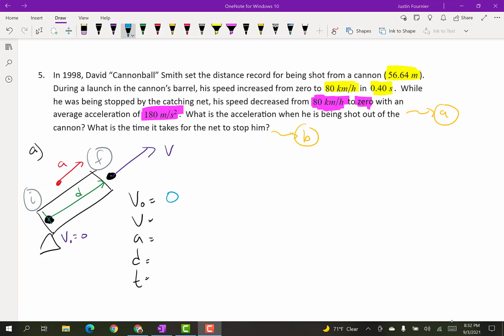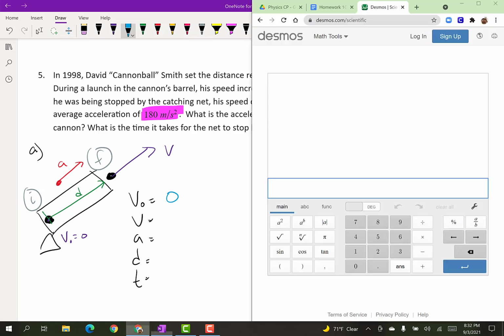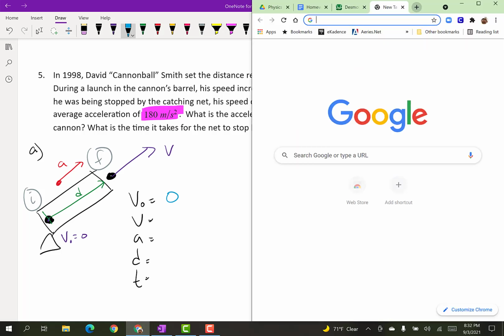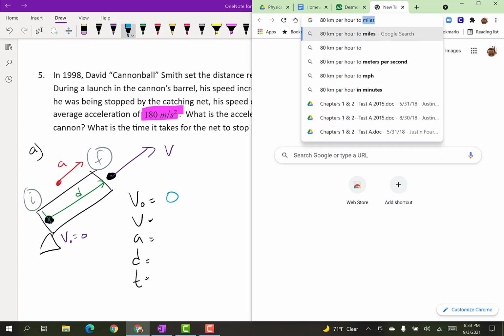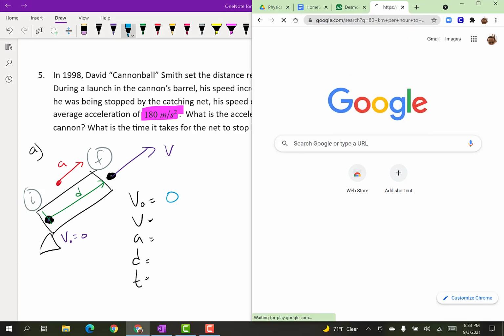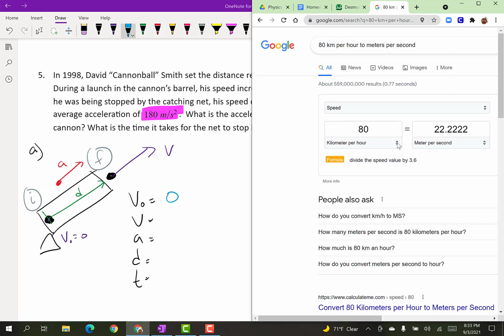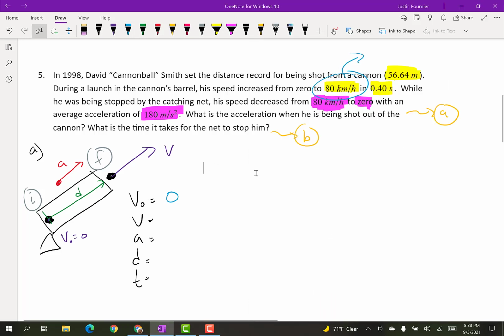And then, oh no, it's his acceleration I'm trying to solve for. They told me the final velocity is 80 kilometers per hour. But that's not in meters per second, so I'm going to need to convert that. So I can go to my trusty friend Google, or you could convert this on your own, but you can basically say 80 kilometers per hour to meters per second. There you go. And we get 22.2 meters per second.